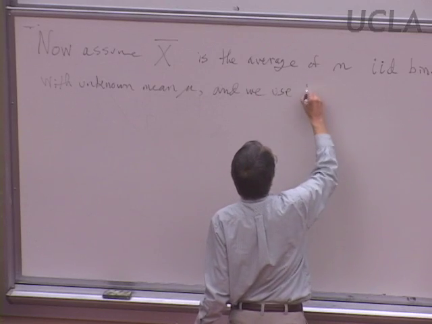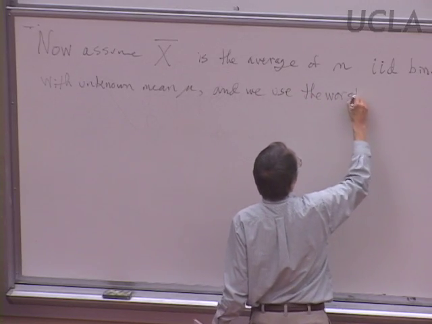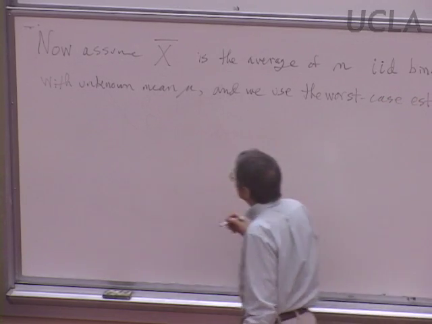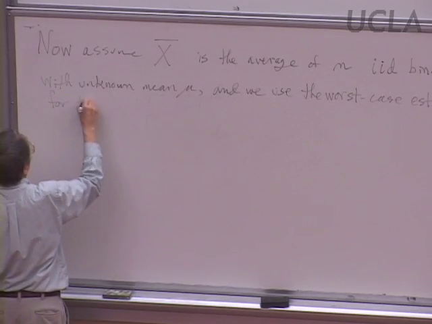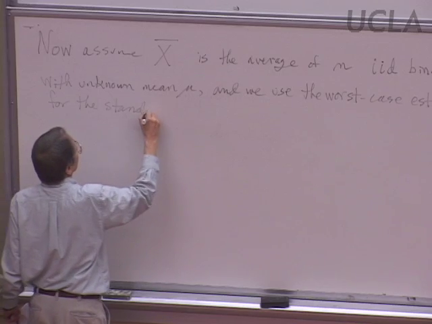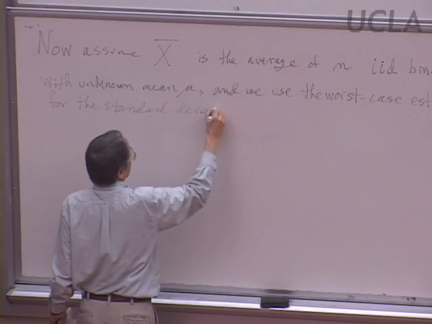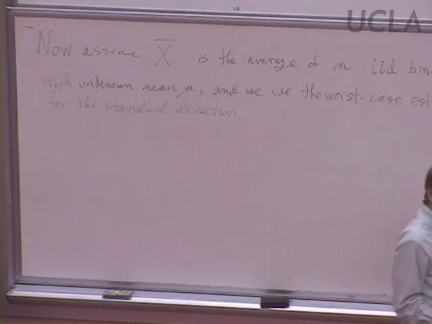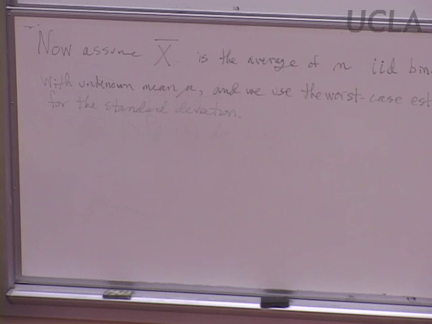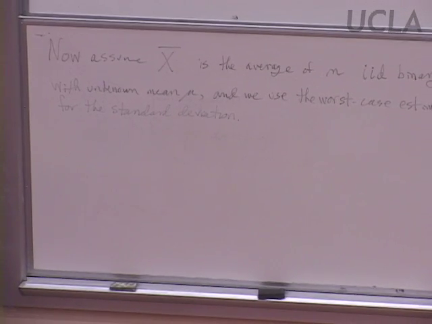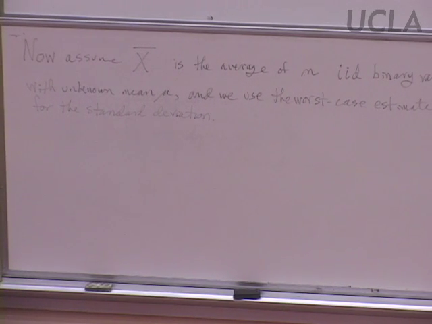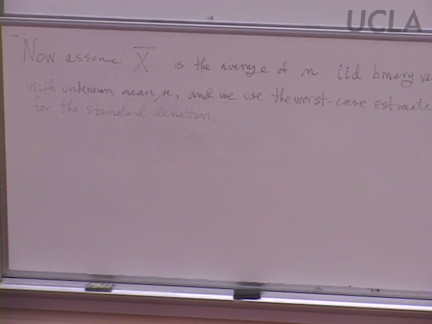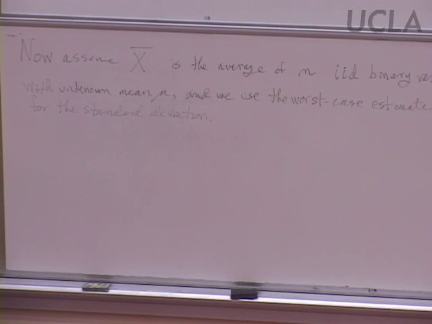So assume we use our worst case estimate for the standard deviation. That means for an individual binary random variable, the biggest the standard deviation can be is 1/2. So we'll use that as our worst case estimate, and then that gives us a worst case idea of what the standard deviation for x bar is.